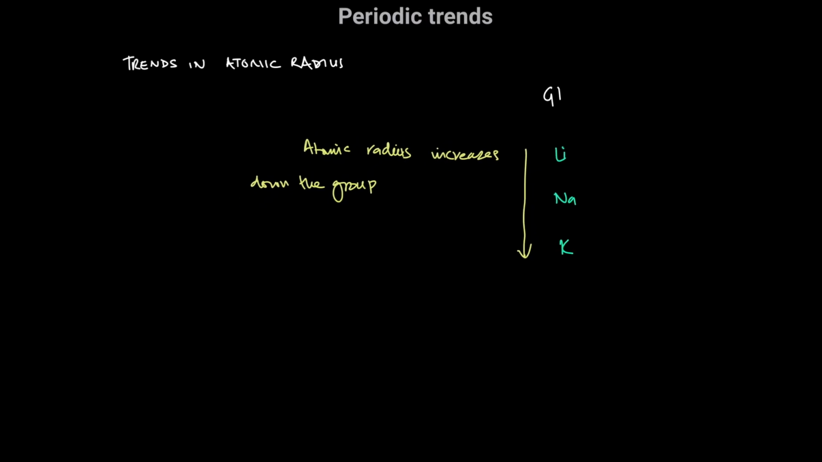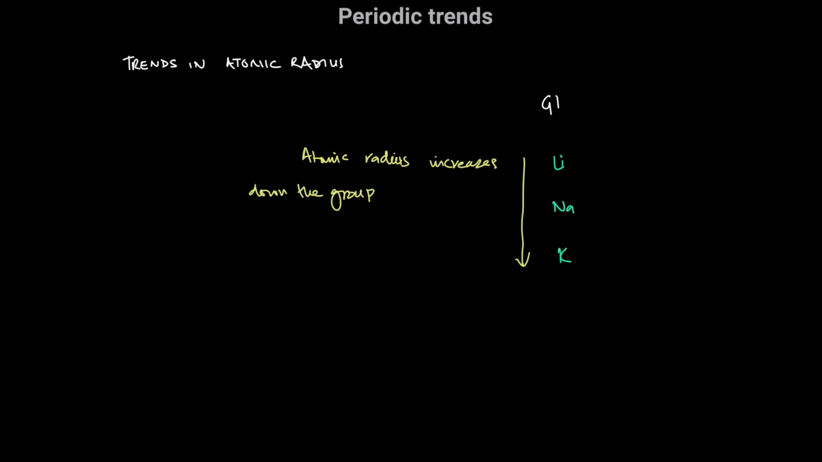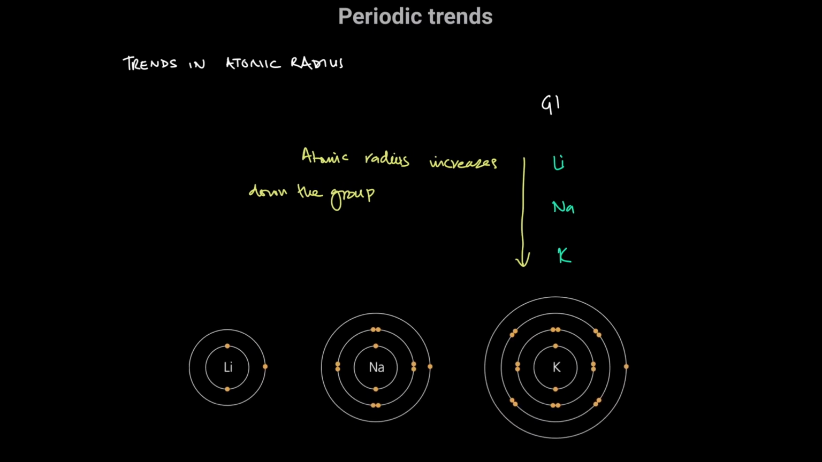The reason why the atomic radius increases down the group: here's a diagram that shows the electronic configurations of lithium, sodium, and potassium. What we can see is that down the group, the number of shells increases, because lithium has 2 shells, sodium has 3 shells, and potassium has 4 shells. The outer electron gets further away from the nucleus, so obviously the radius is increasing.